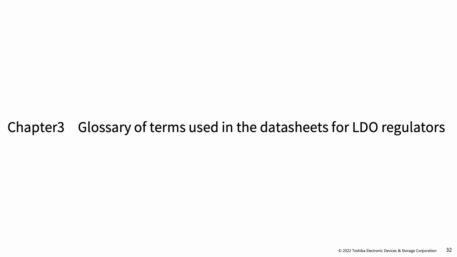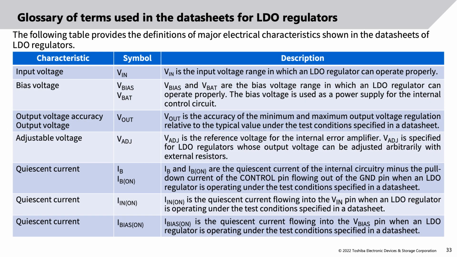Chapter 3. Glossary of terms used in the datasheets for LDO regulators. The following table provides the definitions of major electrical characteristics shown in the datasheets of LDO regulators. Input voltage VIN is the input voltage range in which an LDO regulator can operate properly. Bias voltage VBIAS is the bias voltage range in which an LDO regulator can operate properly. The bias voltage is used as a power supply for the internal control circuit.